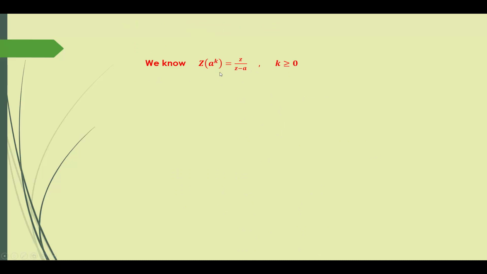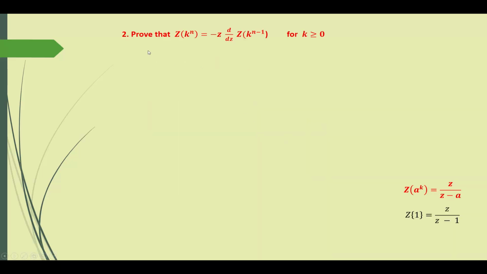Now we know the Z transform of a raised to k is equal to z upon z minus a for k greater than or equal to 0. Now result 1: put the value of a equal to 1 here. So the Z transform of 1 raised to k means the Z transform of 1 is equal to z upon z minus 1 for mod z greater than 1. This is the second result. The first result is the Z transform of a raised to k is z upon z minus a, and the second result is the Z transform of 1 is z upon z minus 1.